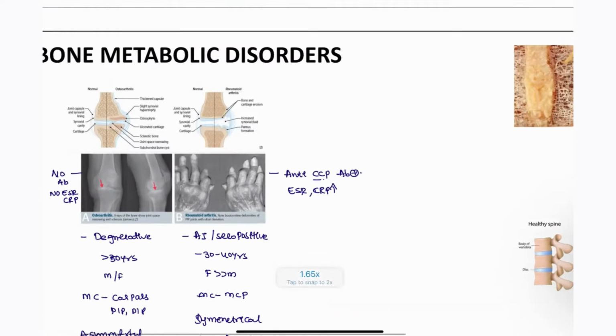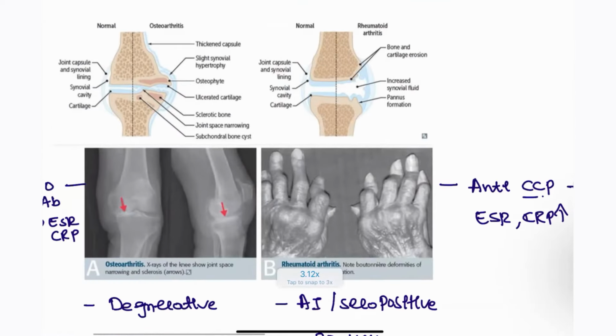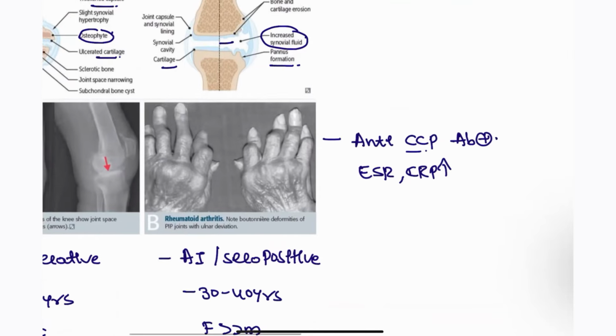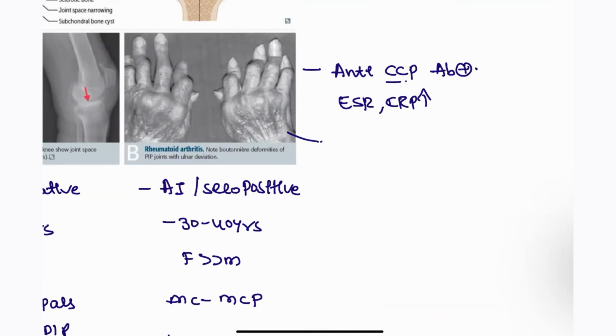Right. Next, what are the deformities you are going to see on the X-ray? Osteophyte formation, narrow joint space, and a thickened capsule will be seen in osteoarthritis. Next, in rheumatoid arthritis, same narrowing, but there is increased synovial fluid and pannus formation. Destructive erosions will be seen in the cartilage. So this is known as a deformity.